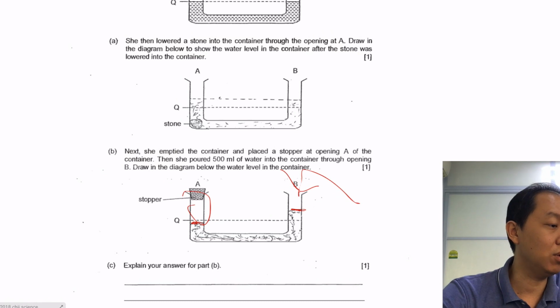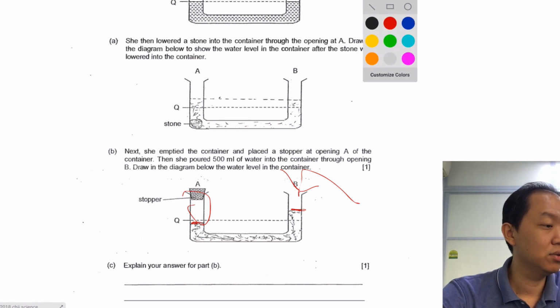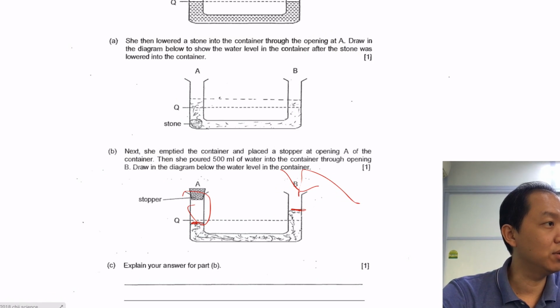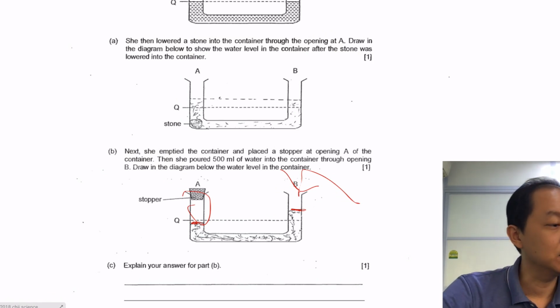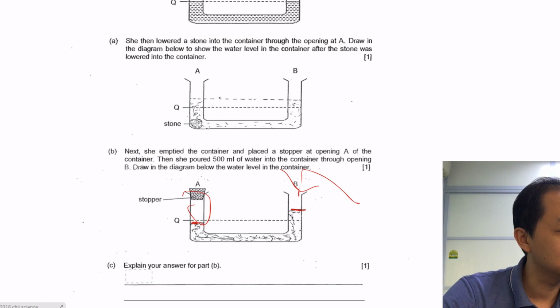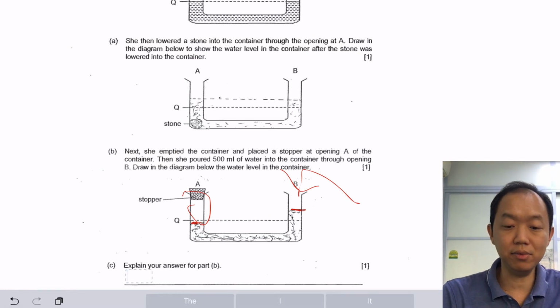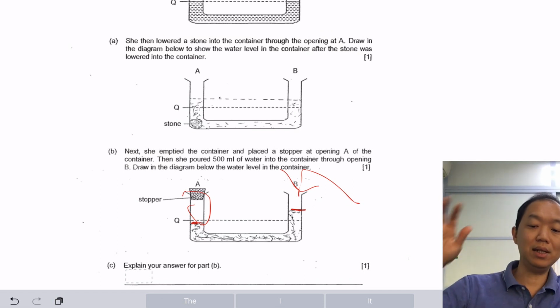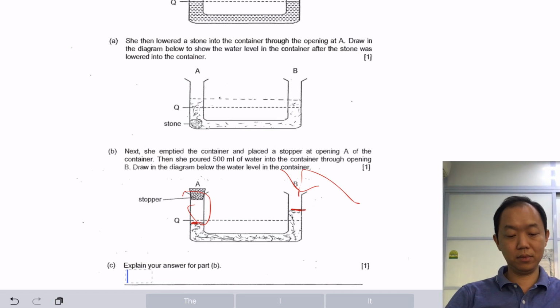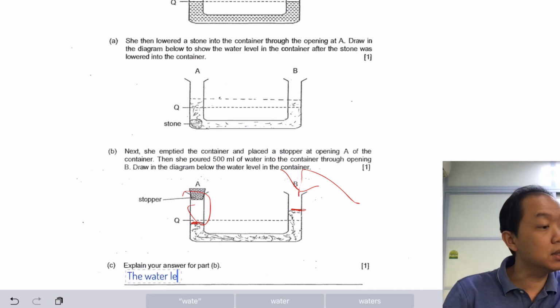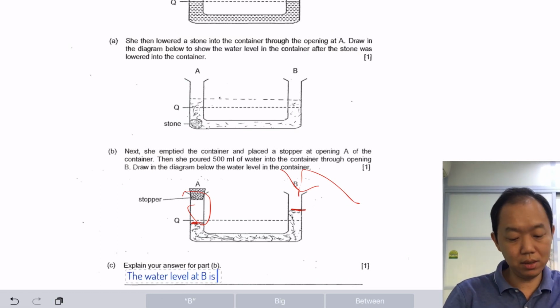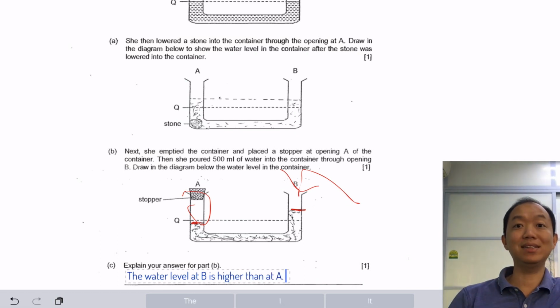So therefore the water cannot, the water level will be different. Okay, so explain your answer. Let's see how to explain the answer. Explain your answer for part B. The water level at B is higher. We said the water level at B is higher than at A. Why is that so?